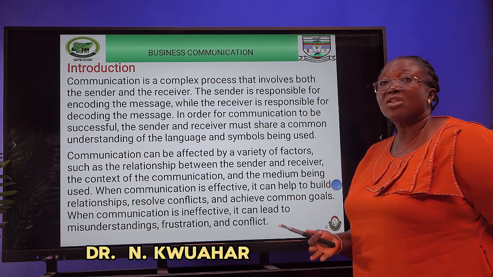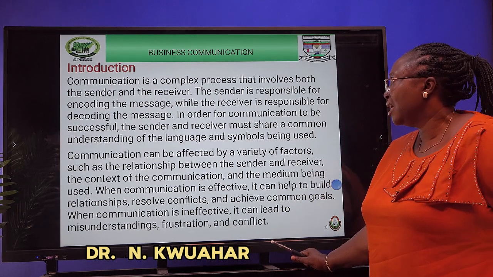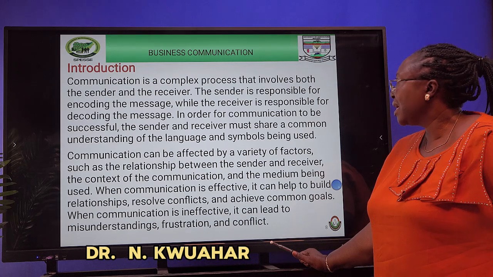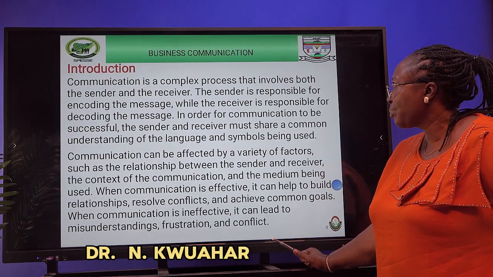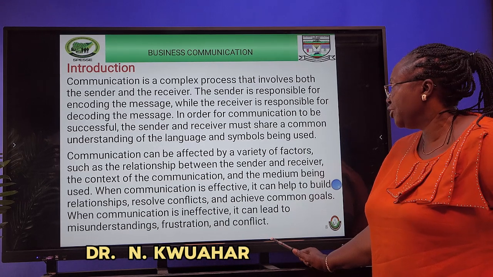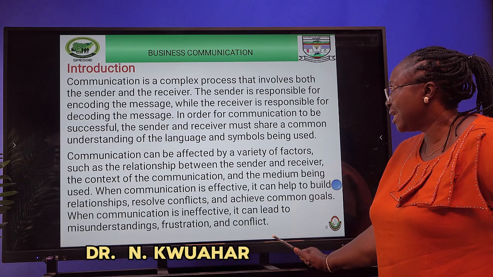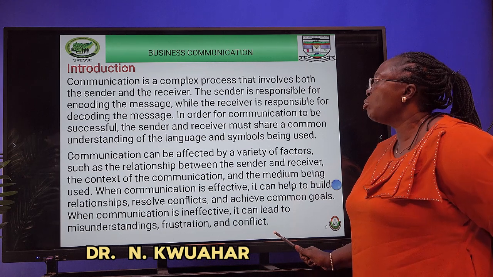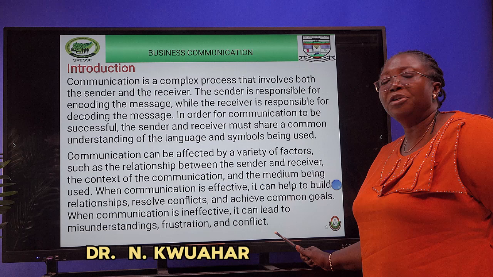So communication is actually a complex process that involves both the sender and the receiver. The sender is responsible for encoding the message, while the receiver is responsible for decoding the message. In order for communication to be successful, the sender and receiver must share a common understanding of the language and symbols that are being used.